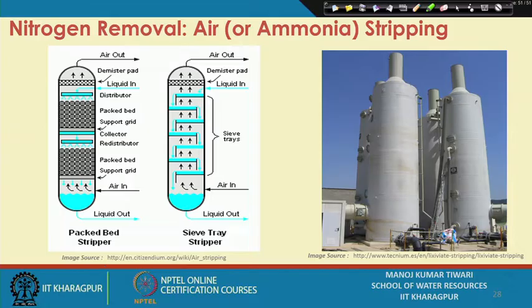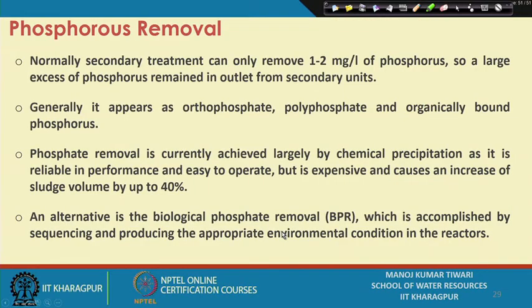Or we can have a sieve tray, where there are trays and liquid moves in. Liquid falls from these trays to each other, and the air moves up through these pores as bubbles. So that kind of aerator is there. This is how a stripping system typically looks.